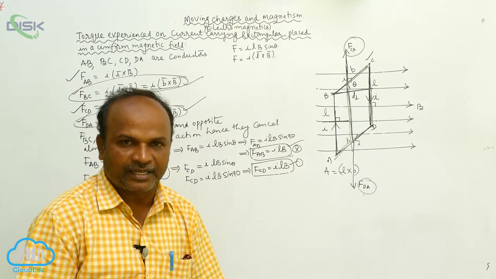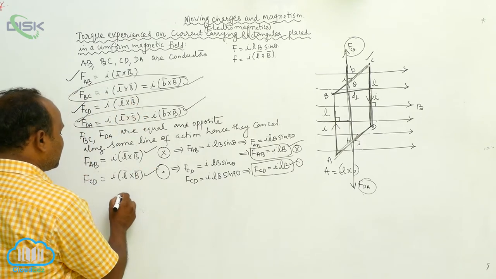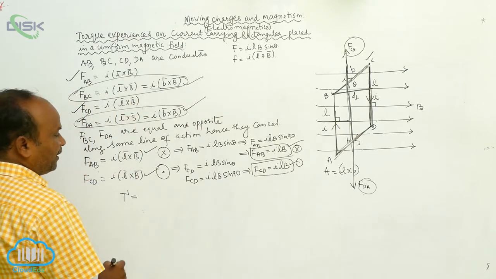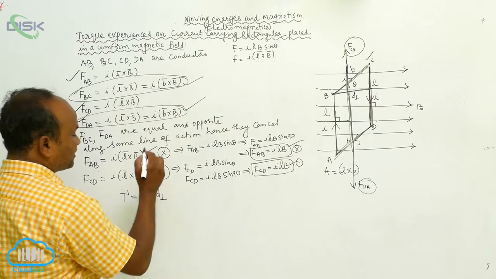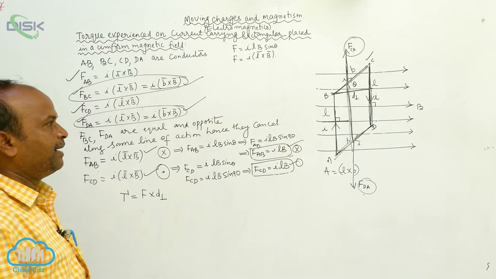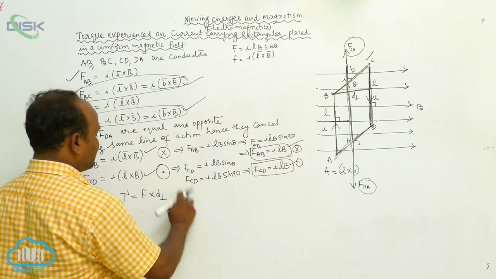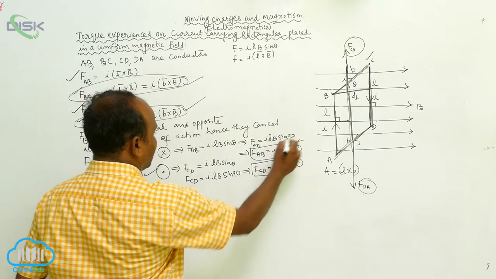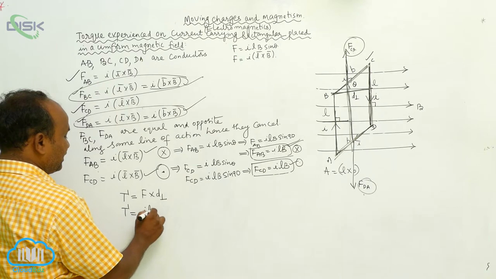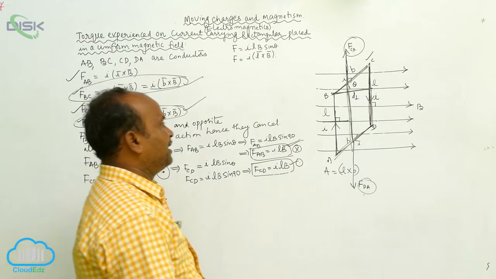The turning effect can be explained through a torque. That is, torque is equal to force into perpendicular distance. Now here tau is equal to, what is the force? That is ILB, into, what is the perpendicular distance?